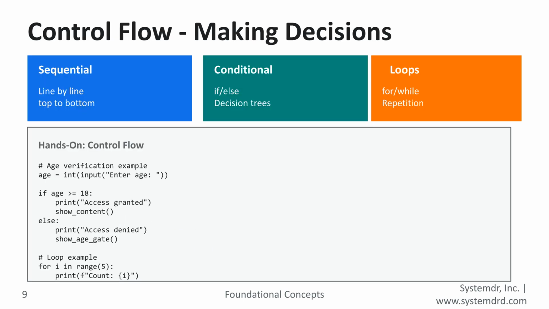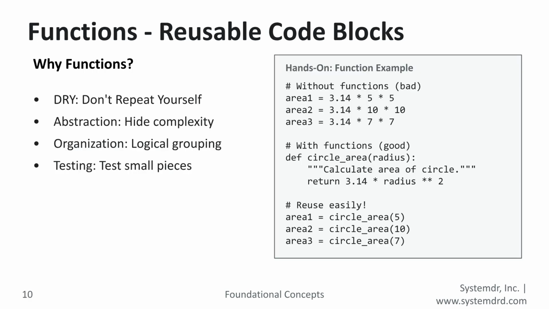Control flow manages decision-making through sequential execution, conditional statements like if/else, and loops for repetition. The example shows how to use an if/else condition for age verification and a for loop to iterate a count. Functions allow us to write reusable code blocks, upholding the DRY principle. They offer abstraction, better code organization, and facilitate testing small, isolated pieces of logic, significantly reducing redundant code.